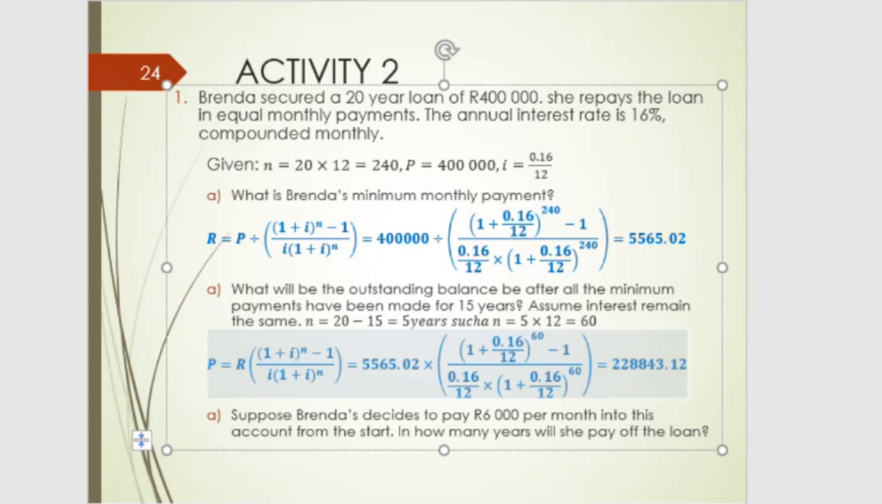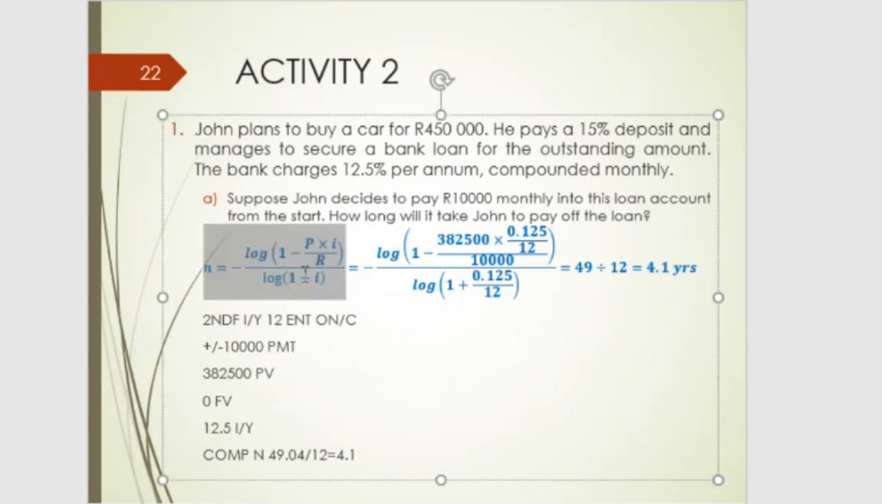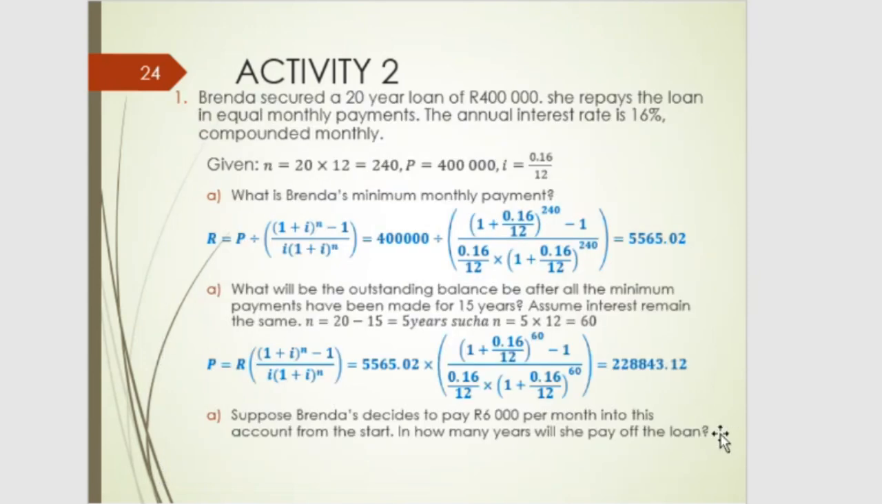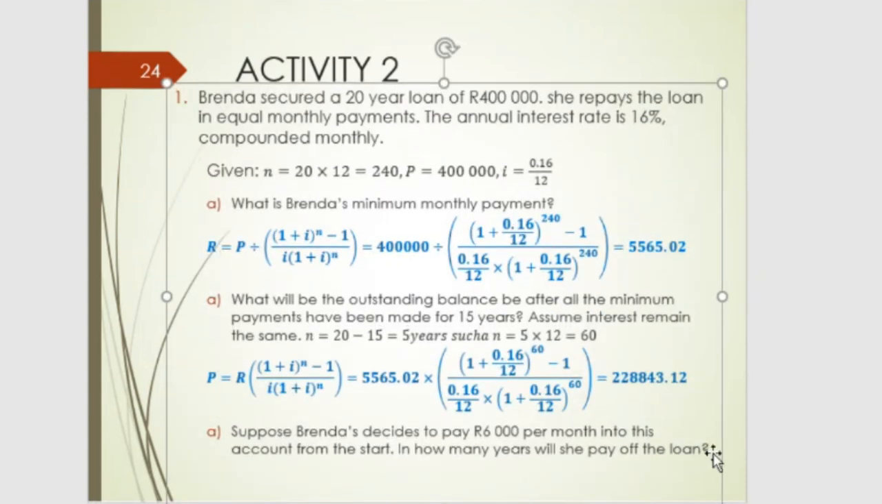All right, the last portion of this question. What is this saying? Suppose Brenda decides to pay 6,000 per month into this account from the start. In how many years will she pay off the loan? Okay, so for the number of years, again, we use this formula that we have and evaluate. Let's see.